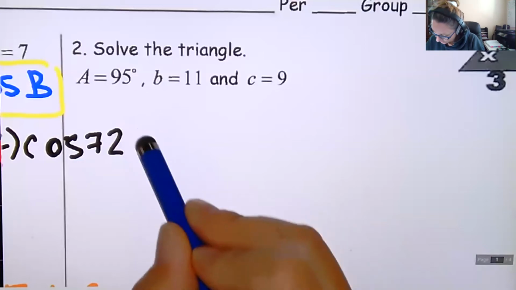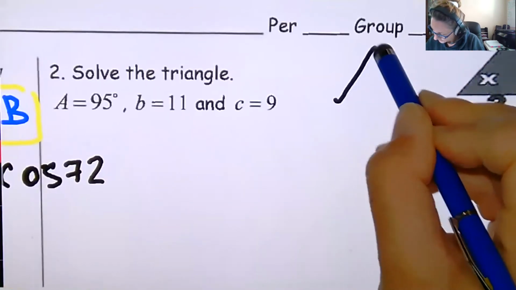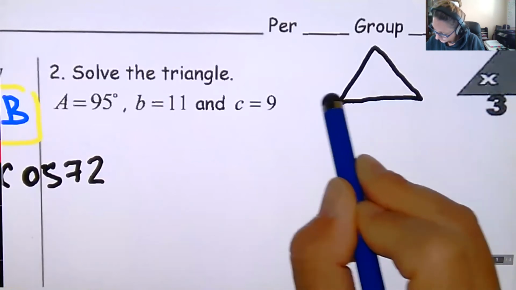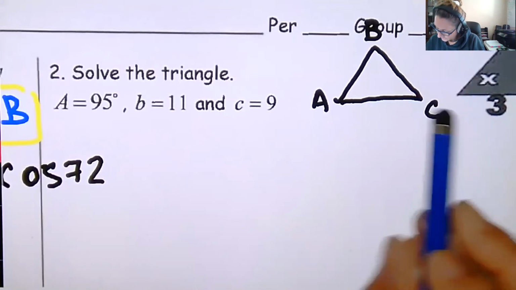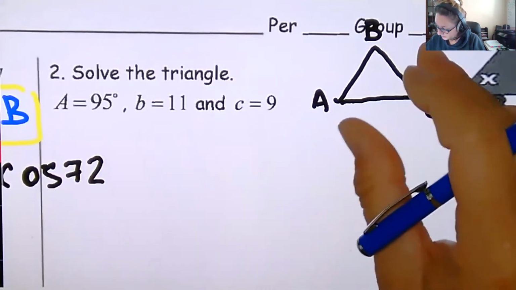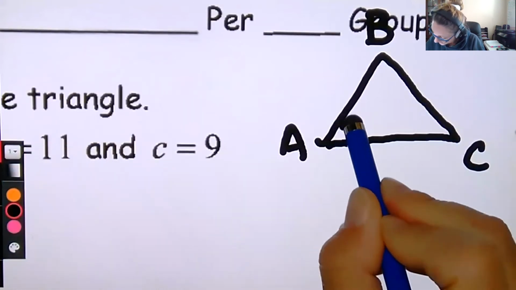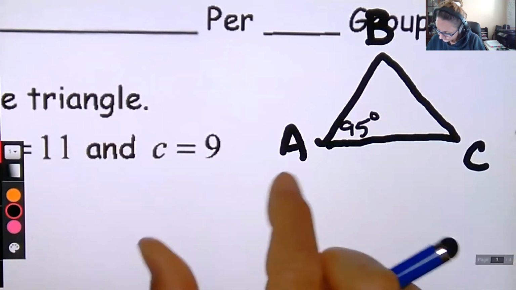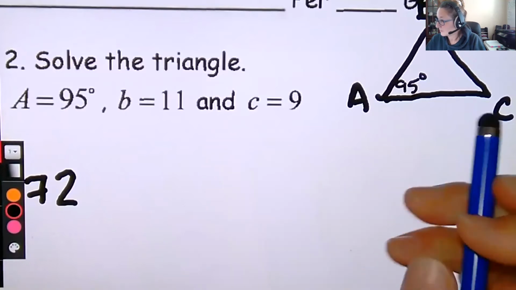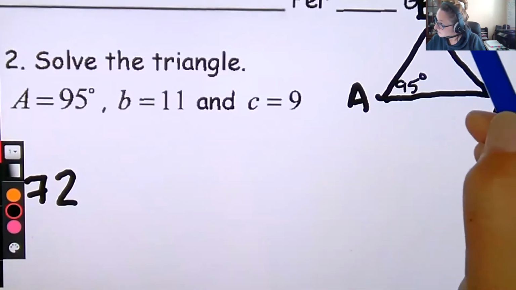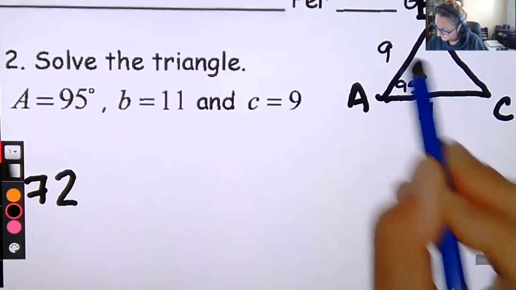Okay, so on this one, I'm going to draw my triangle up here, give myself more space. Okay, so A, B, C, and A is going to be 95 degrees. So I'm just going to come in here a little smaller, 95 degrees. My B, and my B is 11. So across from this B is going to be 11. And across from this C is going to be 9.